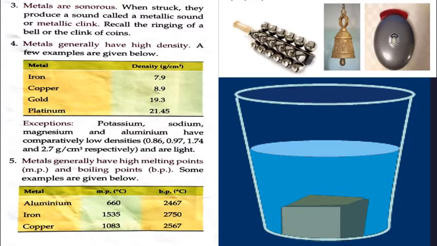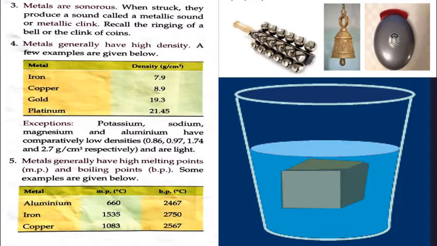Fourth property is metals generally have high density. Firstly, we should know what is density. Density is mass per unit volume. We have studied about it, right? A few examples are given below. Iron, copper, gold, platinum, and their respective densities are given.